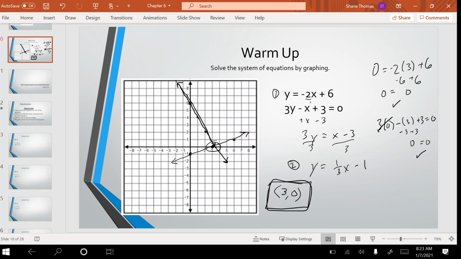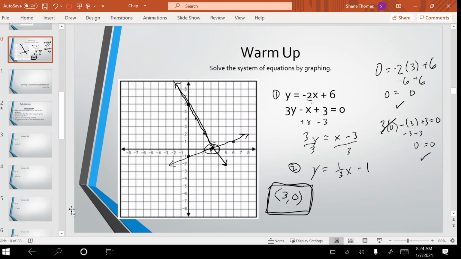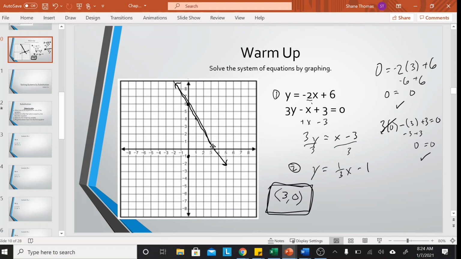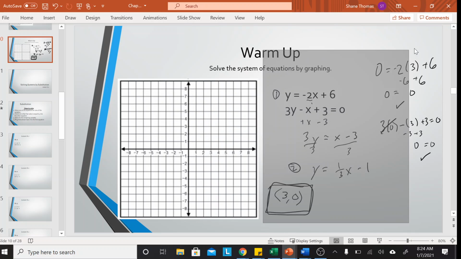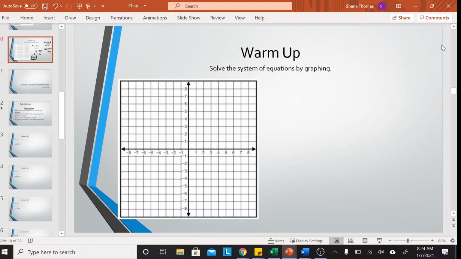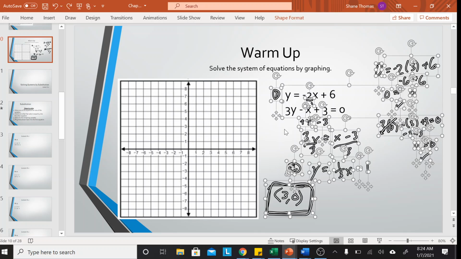Can you see any of these? Which one? 17. All right, 17 we have. Let's do it right on here. Erase this real quick.